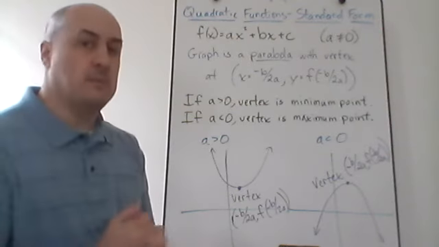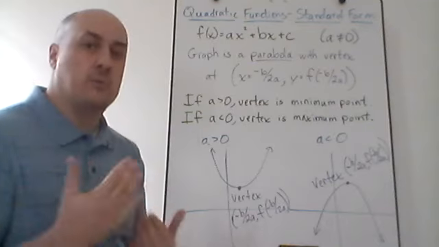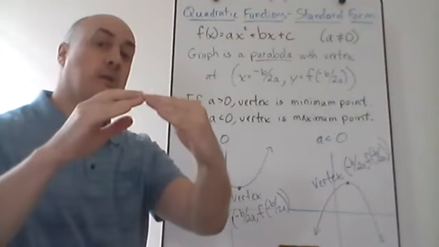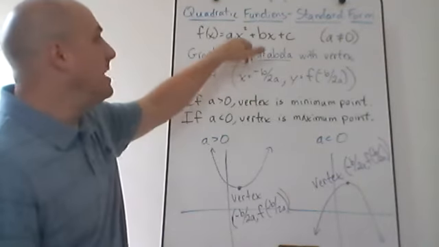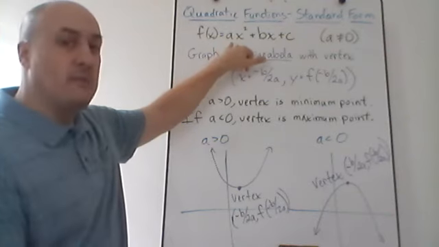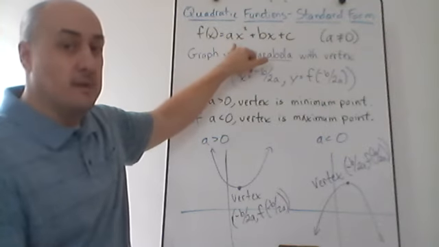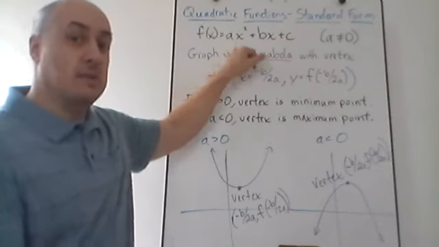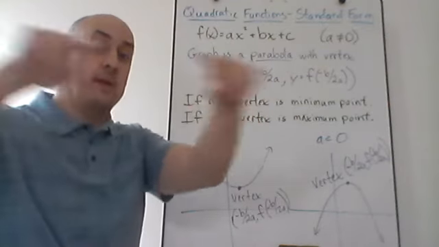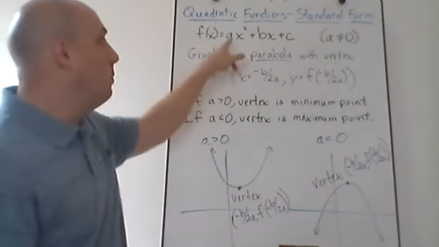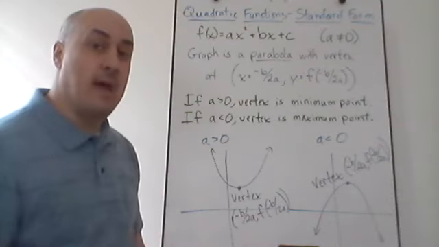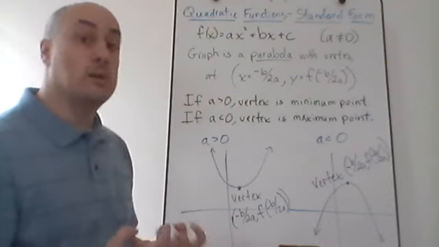Whether the vertex is a minimum or a maximum, how do we know which way it's going to go? Is the parabola going to open upward or downward? Well, the leading coefficient of our function, that a, the number in front of the x squared, is going to tell us which way the parabola goes, either opening up or opening down. What determines which way it goes is whether that number a is positive or negative.